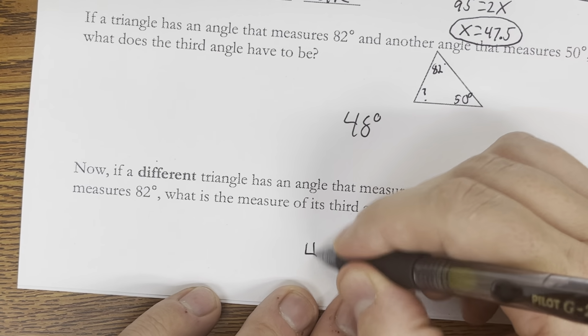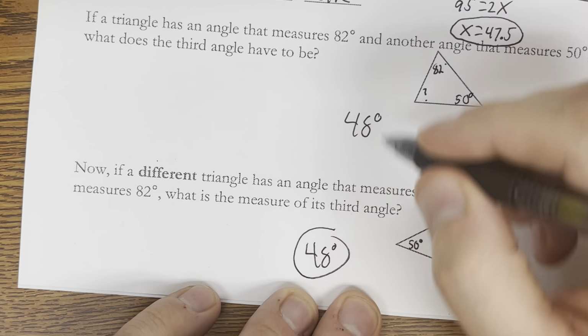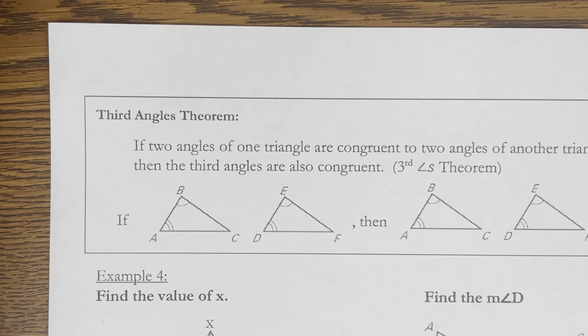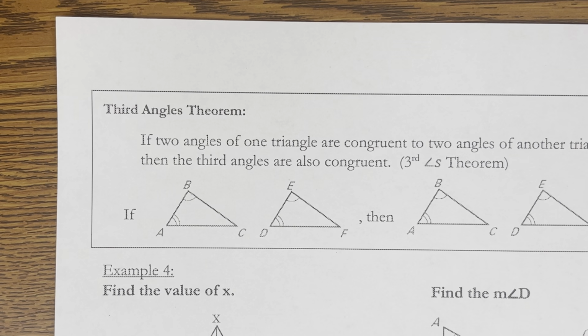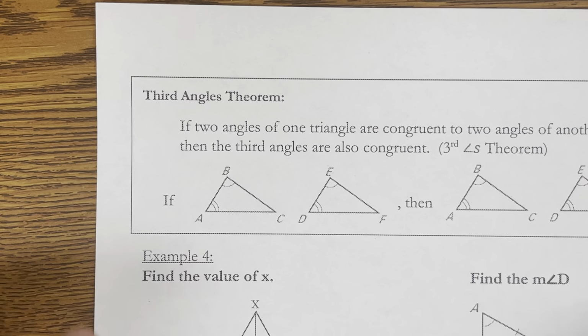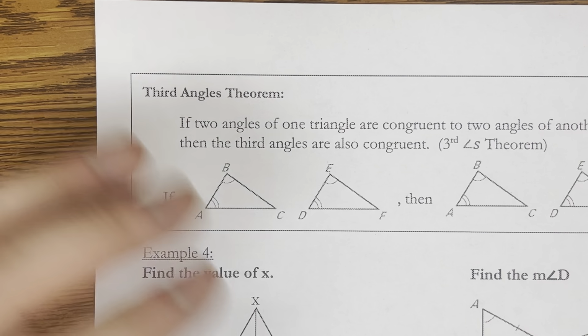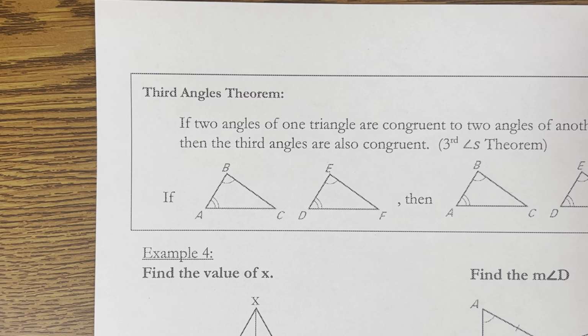Now, if a different triangle has those same measures, one of the angles 50 and the other's 82, what does the third one have to be? Well, they all have to add up to 180 just like they did in this one, so it also has to be 48 degrees. So that leads us to our theorem of the day, and that's called the third angles theorem. And it just states that if two angles of one triangle are congruent to two angles of another triangle, then the third angles are also congruent.